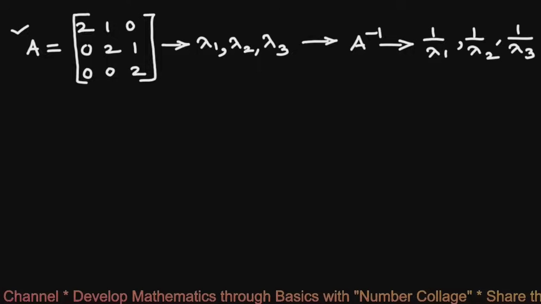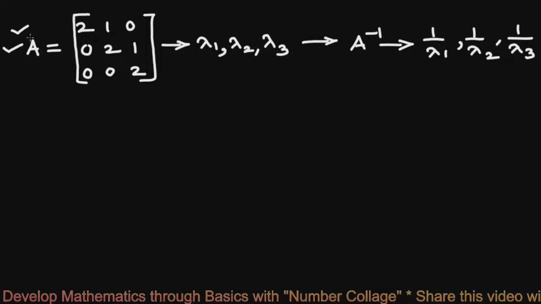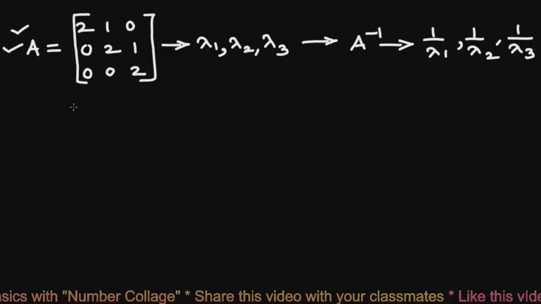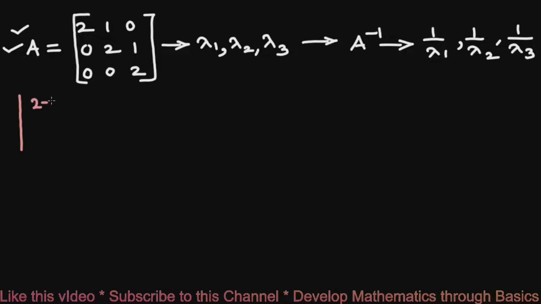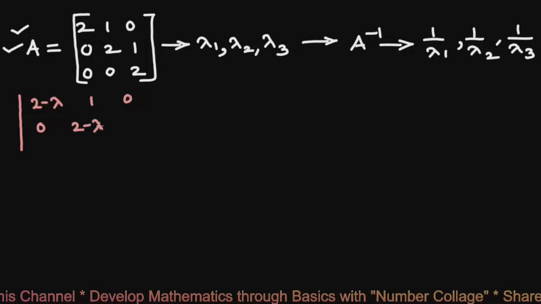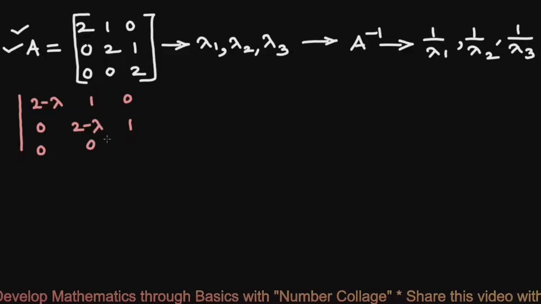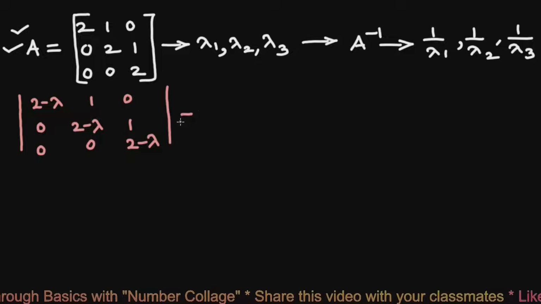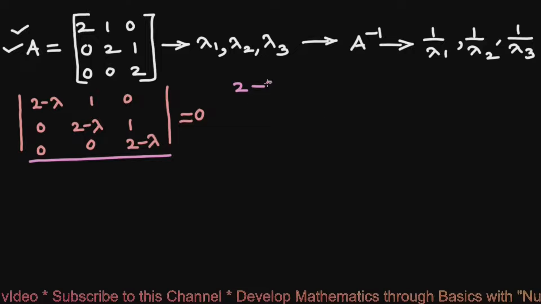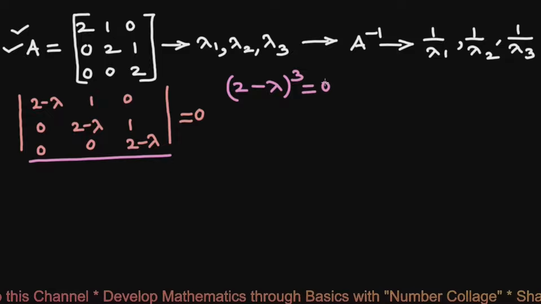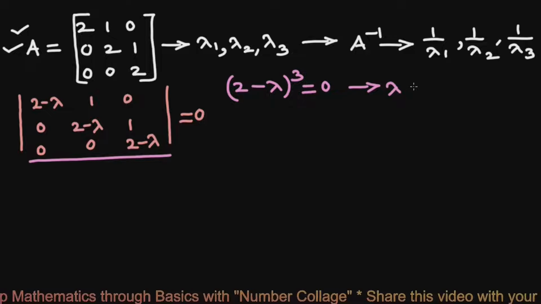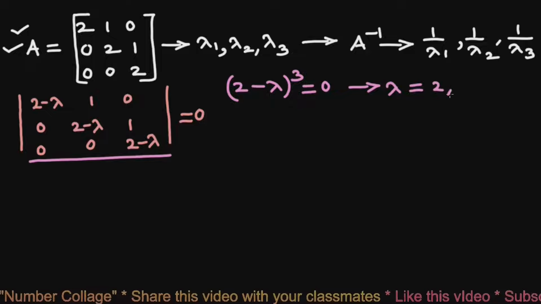Let us first find out eigenvalues of matrix A. For that, we will write the characteristic equation of matrix A. It will be determinant of 2 minus lambda, 1, 0; 0, 2 minus lambda, 1; 0, 0, 2 minus lambda equals 0. Expanding this determinant, we get 2 minus lambda whole cube equals 0, which means the eigenvalues of matrix A will be equal, that is 2, 2, 2.